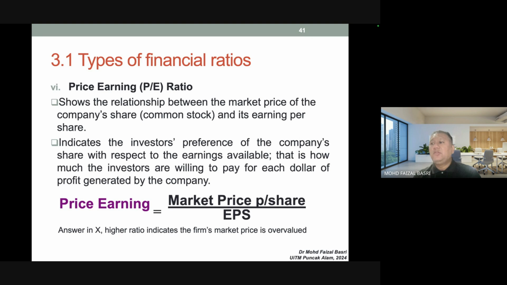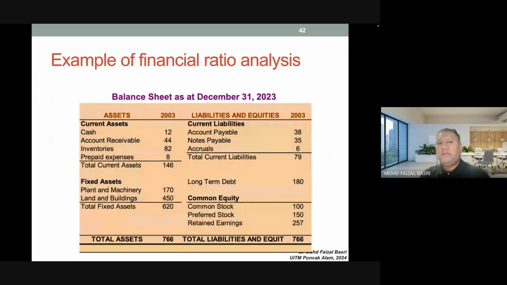Okay, but in your case, you are measuring from the internal managers' point of view. When you calculate ratios later, you imagine yourself as the managers of the company, so you want your PE ratio to be as high as possible, that's all. Okay, so that's the final ratio. The final ratios together that we calculated earlier, there are 23 ratios. Okay, 23 ratios all together.